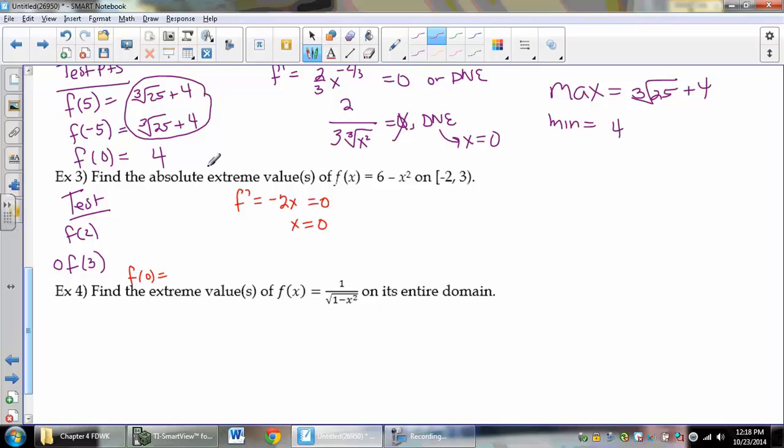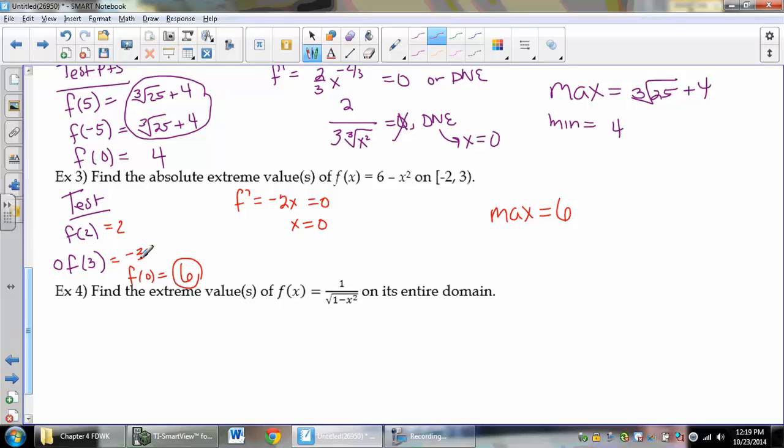So f of 2 is going to be 6 minus 4, which is 2. F of 3 is going to be 6 minus 9, which is -3. And f of 0 is going to be 6 minus 0, which is 6. So what's my highest point? Well, my highest point is 6. 6 is a point on the graph between -2 and 3. That is absolutely my max.